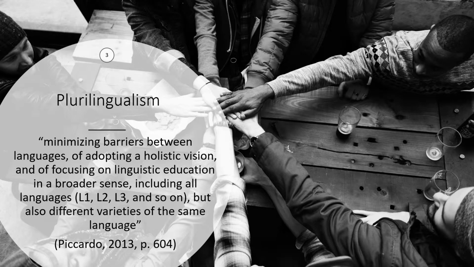Now, you might be curious to know what a plurilingual pedagogy actually entails. Well, first, let me give you one definition of plurilingualism by Enrica Picardo. She describes plurilingualism as the idea of minimizing barriers between languages, of adopting a holistic vision, and of focusing on linguistic education in a broader sense, including all languages, L1, L2, L3, and so on, but also different varieties of the same language. So you can see here, we really want to engage the students' full linguistic repertoire in the classroom instead of it just being an English monolingual only space.